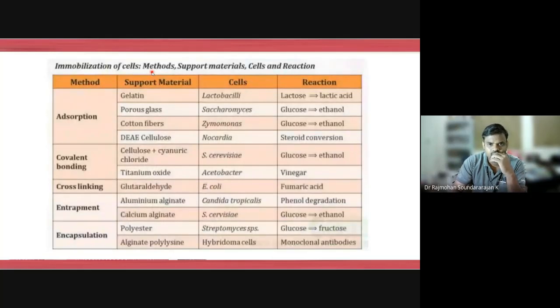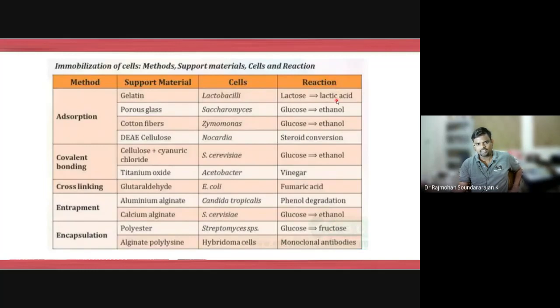If you want to compare, or give some material examples, some of the support materials which are used for all these different methods are given in this table. If you look at adsorption, some of the widely used support materials are listed, and what the reaction is, meaning what kind of reaction it is used for, that is, the applications.